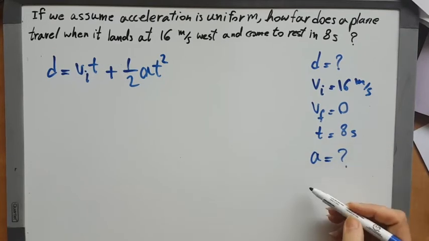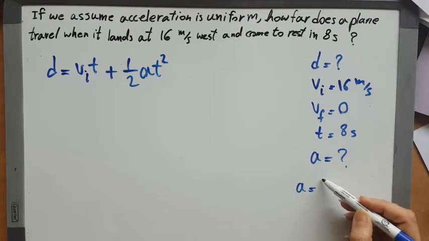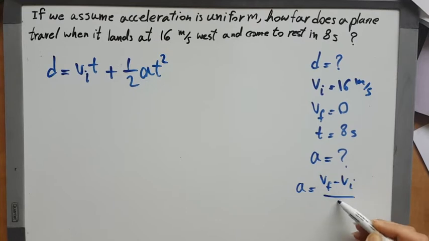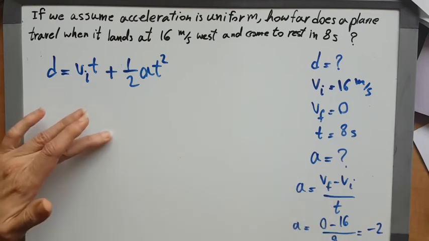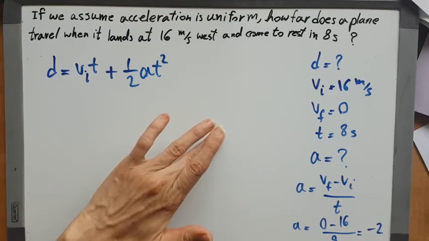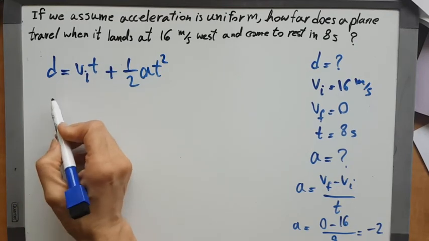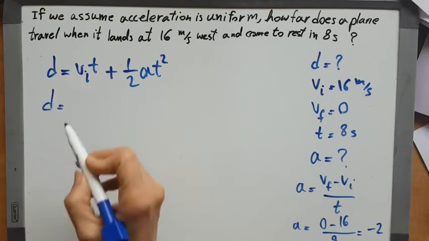A I also don't know, and we can easily find it, which is v final minus v initial divided by t. In this case it is 0 minus 16 divided by 8, and this would be negative 2. Of course my a is negative because the plane is slowing down while it is on the ground, slowing down until coming to rest. So now I can put everything here and find my answer. It should be the same as before.